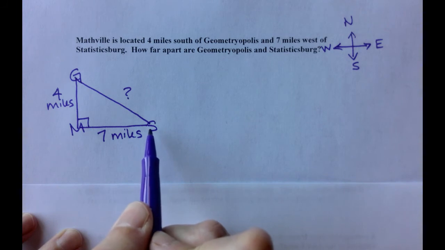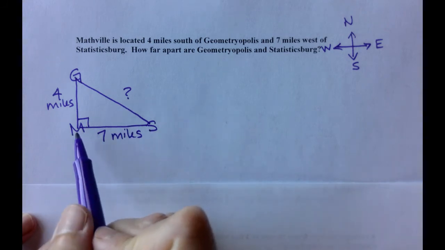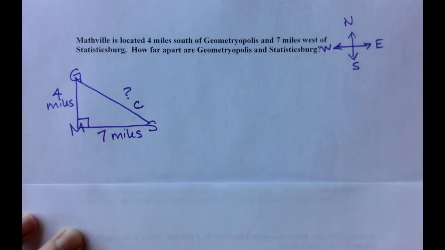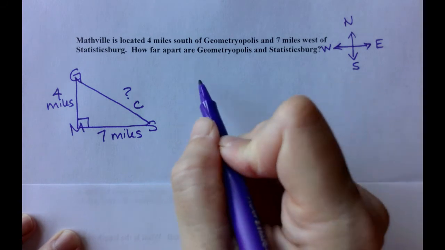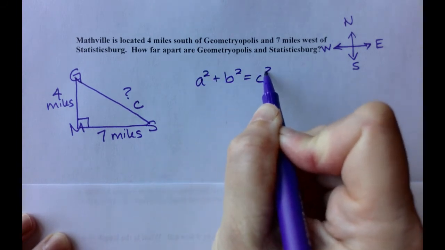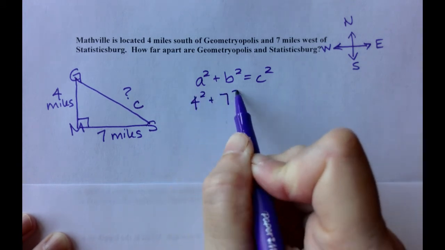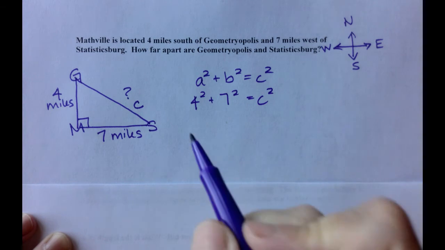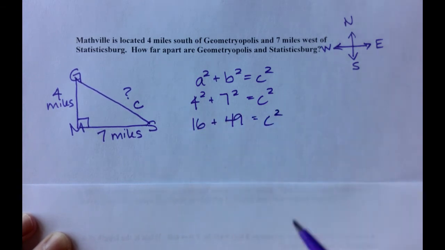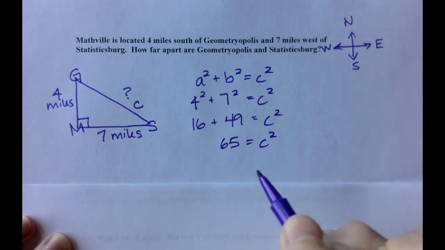In this right triangle that we just drew in, we have the missing edge directly opposite the right angle. And so that means that we're looking for c, the hypotenuse. The Pythagorean theorem: a squared plus b squared equals c squared. In this case, 4 squared plus 7 squared equals c squared, so that 16 plus 49 equals c squared. 65 equals c squared.